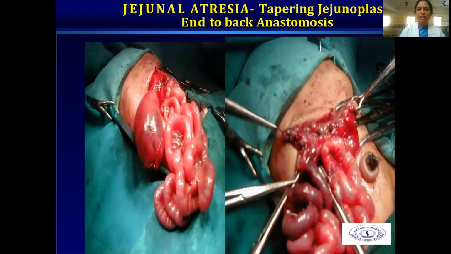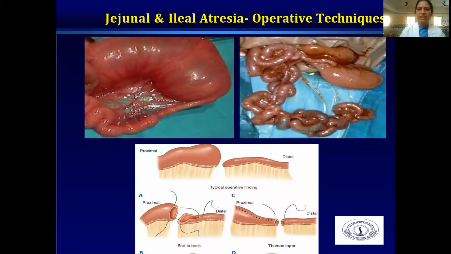Jejunal atresia, tapering jejunoplasty, end to back anastomosis. Here we see the end to back anastomosis being done. Jejunal and ileal atresia, operative techniques. These are some of the operative techniques: suturing being done, proximal and end to back, proximal and distal, Thomas taper, and typical operative findings. This is the proximal and the other side is the distal. These are the typical operative findings.